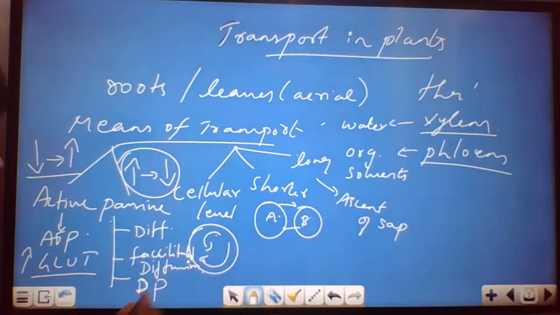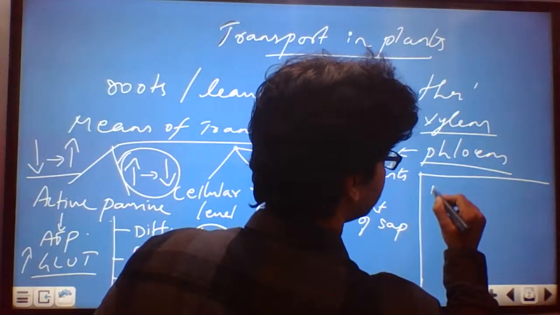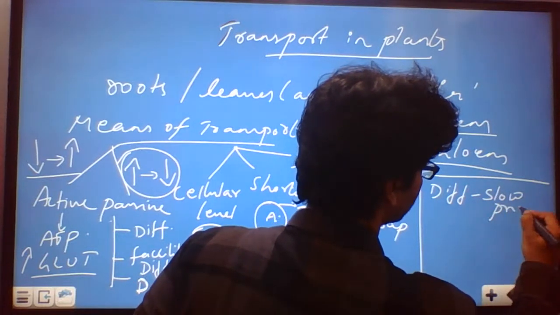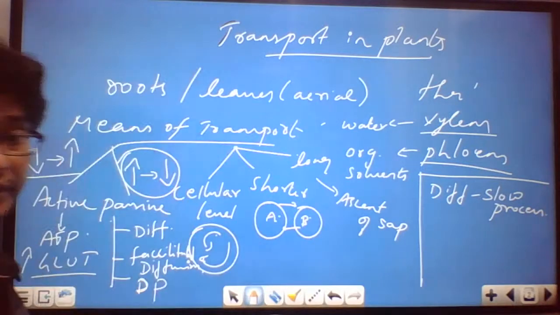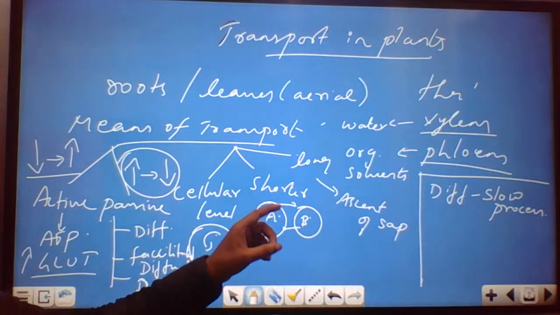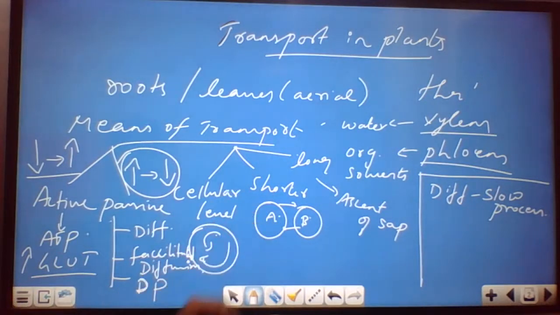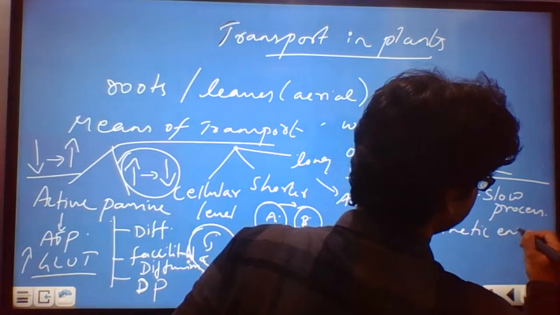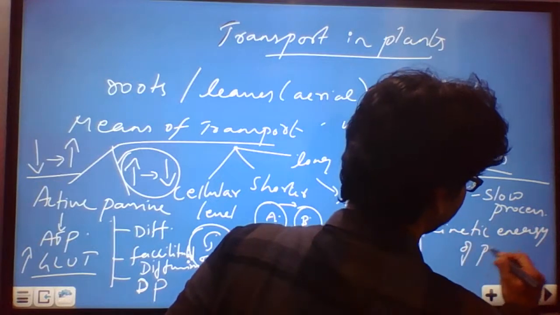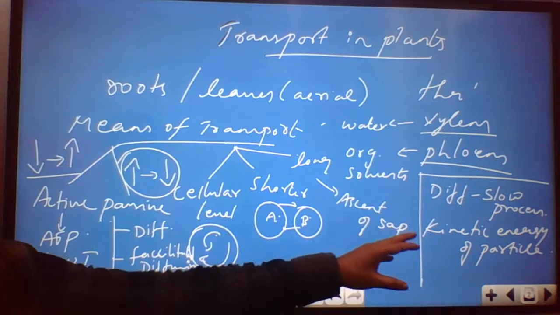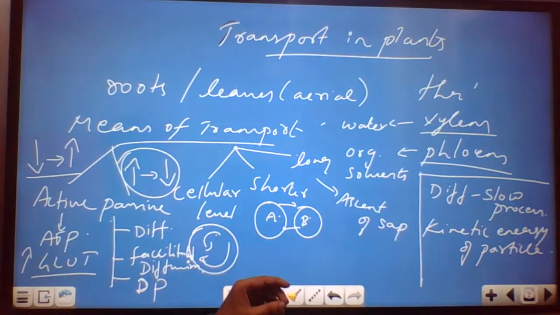But diffusion is a slow process. Compared to active transport, diffusion is a slow process and is not much specific, whereas active process is very specific in nature. Diffusion is slow, and this requires kinetic energy of the particles. This requires what? Kinetic energy of the particle. So diffusion is a slow process, and it requires kinetic energy of the particles and a difference in areas of concentration of the particle that you could see.